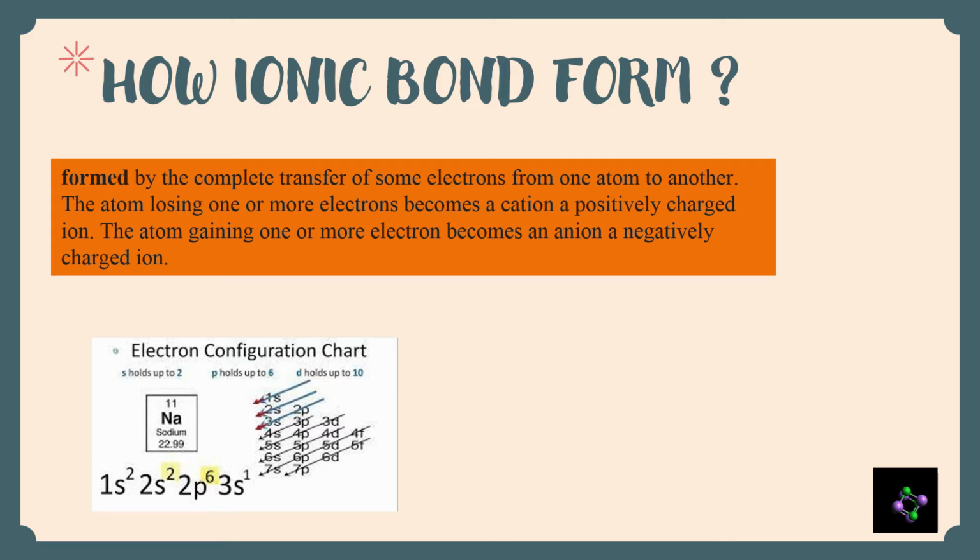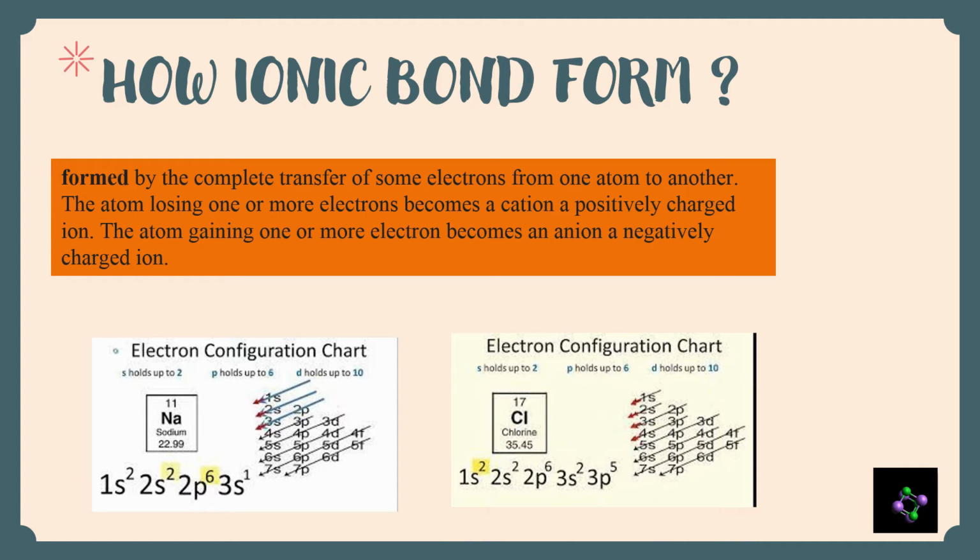The atomic number of the element sodium is 11, meaning that sodium possesses 11 protons. Its electronic configuration is 1s2, 2s2, 2p6, and 3s1. The other atom of the salt is chlorine, which has the atomic number of 17, and its electronic configuration is 1s2, 2s2, 2p6, 3s2 and 3p5.